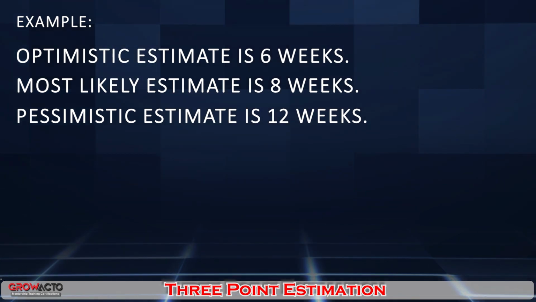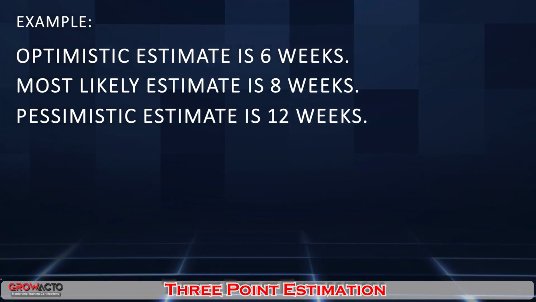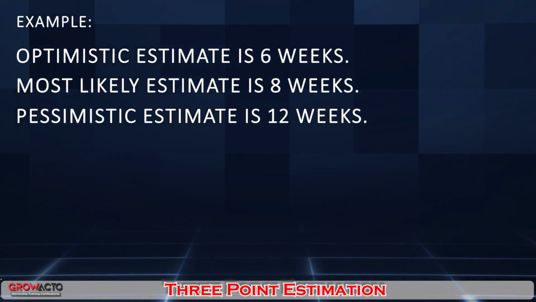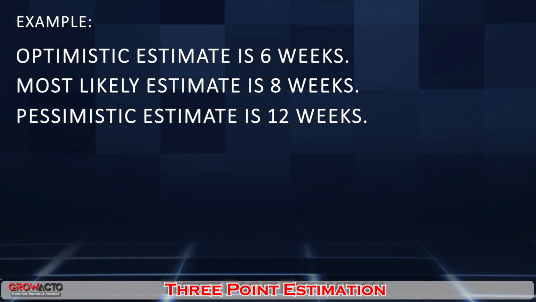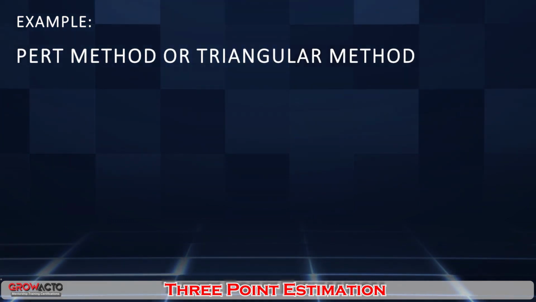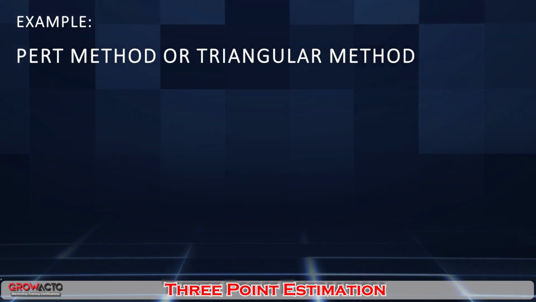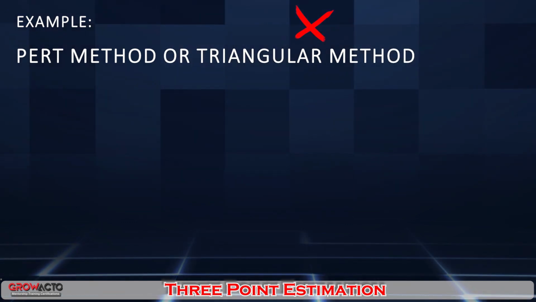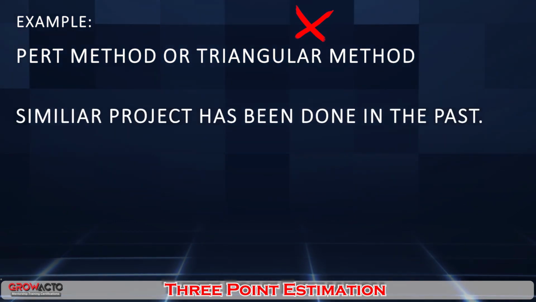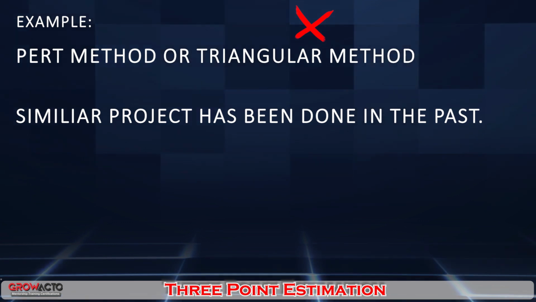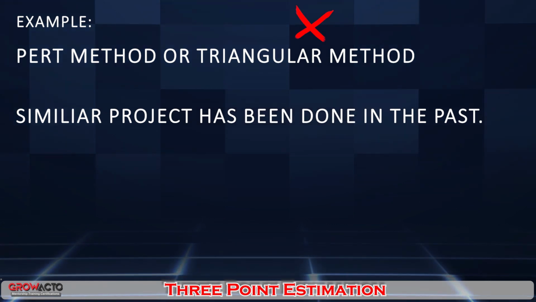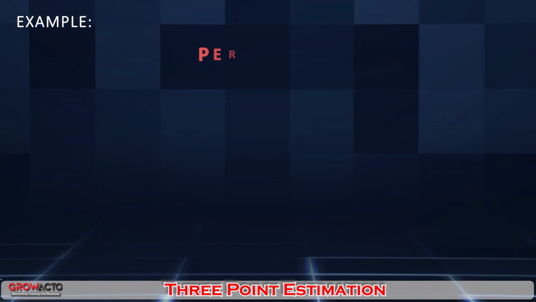Now we have to calculate these three estimates to get an average estimation range, right? To calculate these three estimates, we will be using either the PERT method or the triangular method. Now, we will not be using the triangular method in this scenario because the scenario, as I mentioned here, says a similar project has been done in the past, meaning here we have sufficient information about the project, right? So in that case, remember, we will always be using the PERT method.